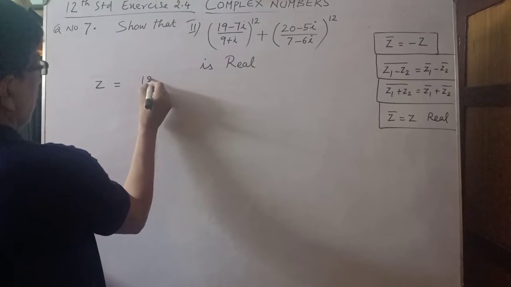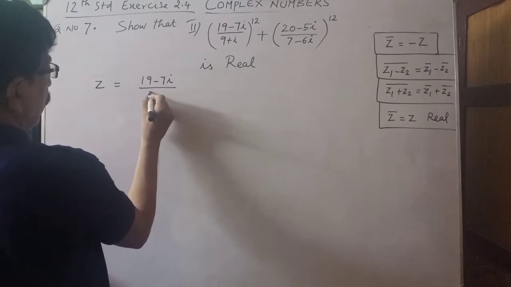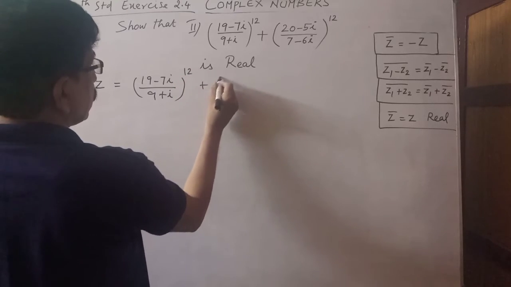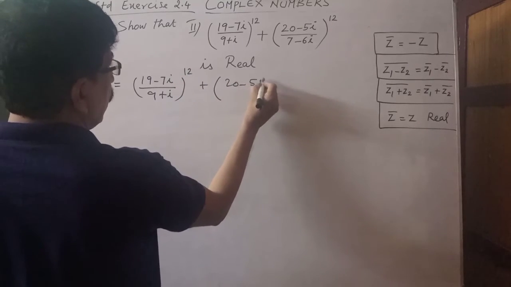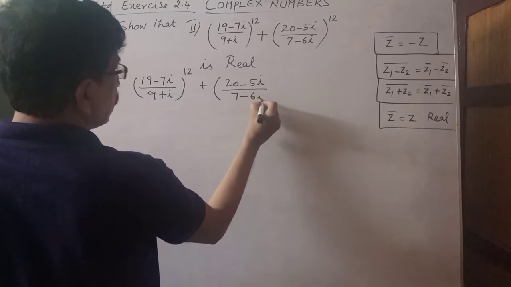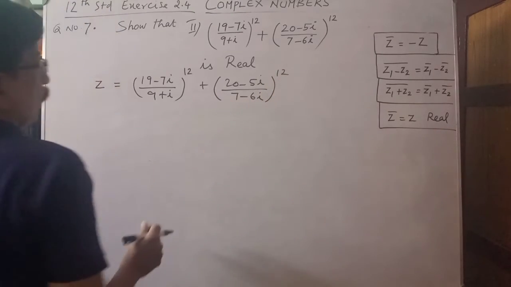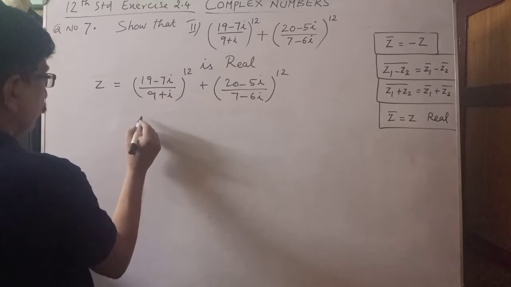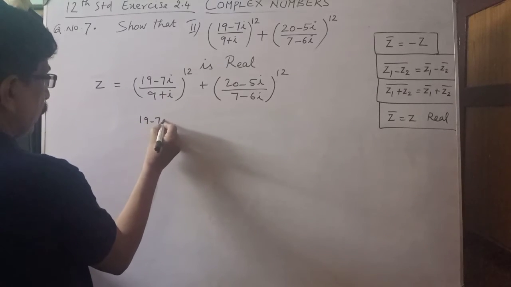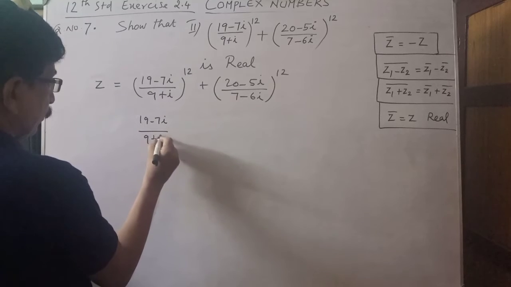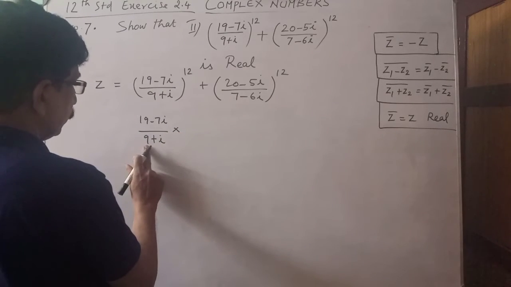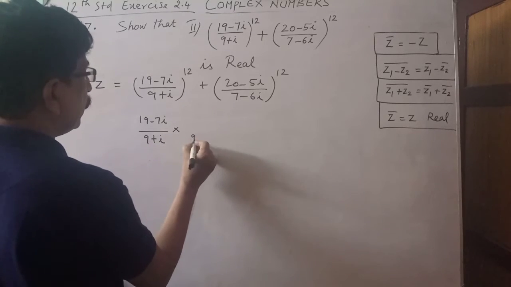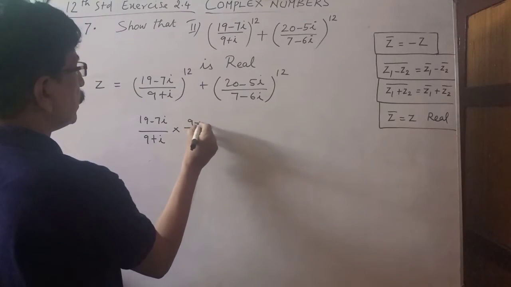z is equal to ((19 − 7i)/(9 + i))^12 + ((20 − 5i)/(7 − 6i))^12. First we simplify this term. We take the conjugate: (19 − 7i)/(9 + i). Multiply the term by the conjugate of the denominator. The conjugate of 9 + i is 9 − i. Multiply and divide by 9 − i.